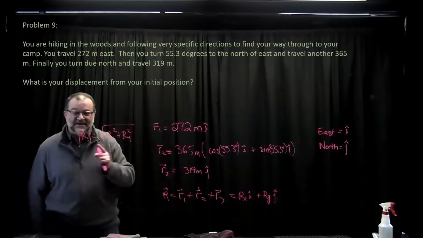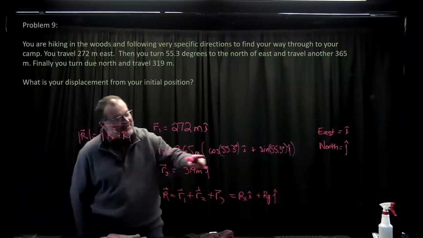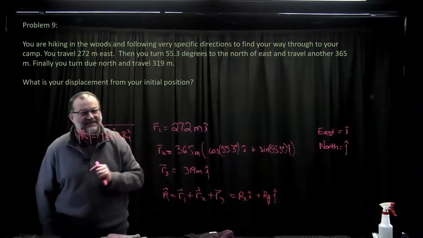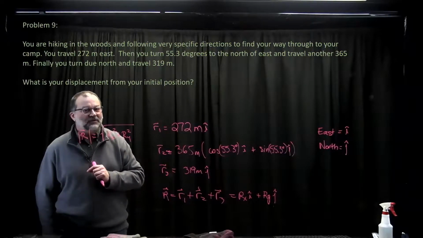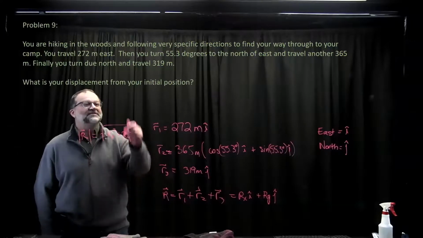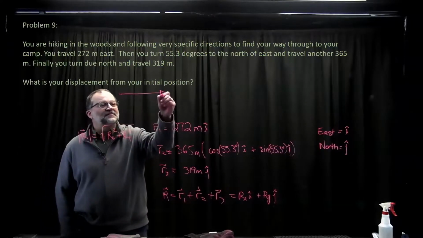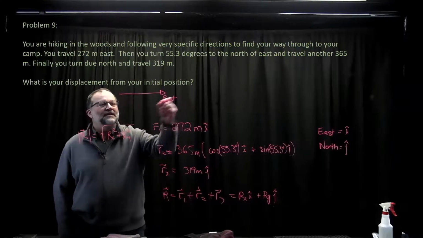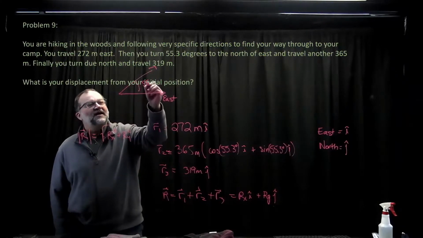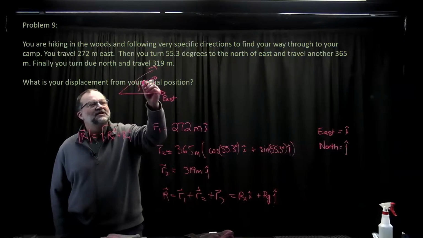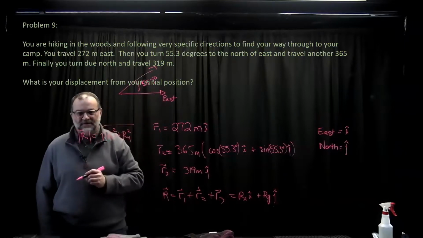All right? The biggest thing is understanding, how do I make this step where I break it down into its 2 components? I'm going 55.3 degrees to the north of east. So here's east, and I'm turning 55.3 degrees towards the north from east.